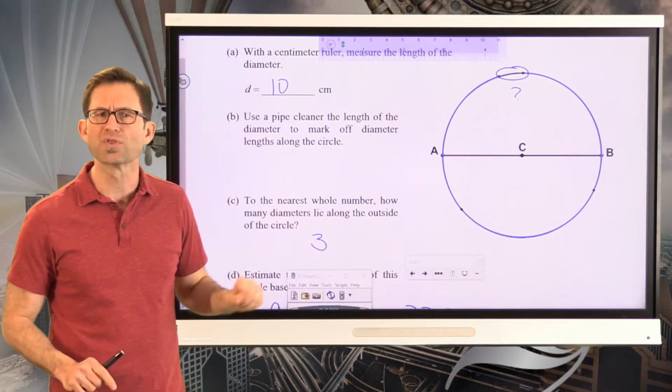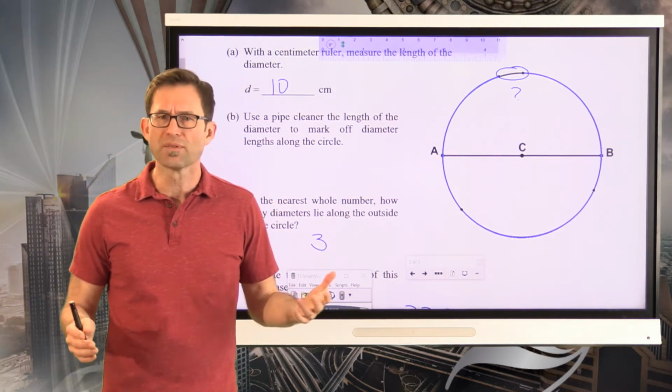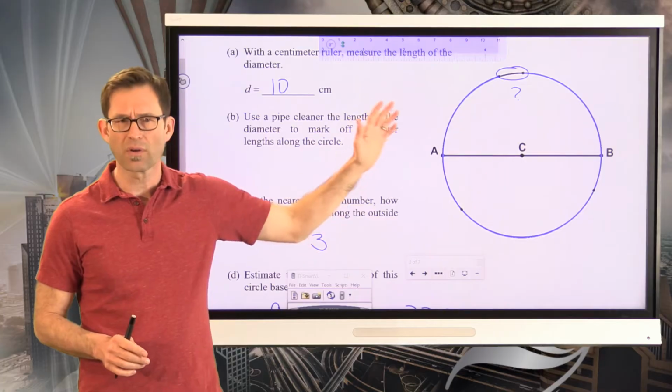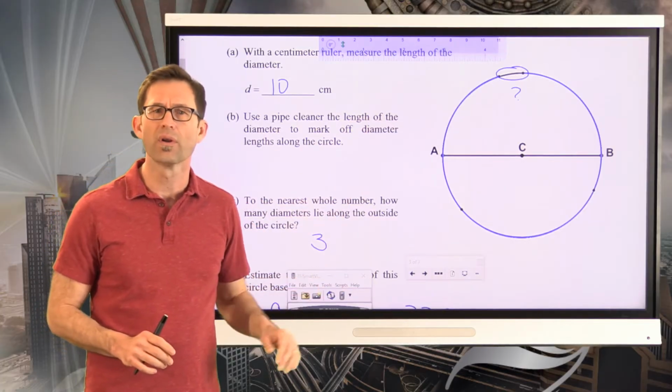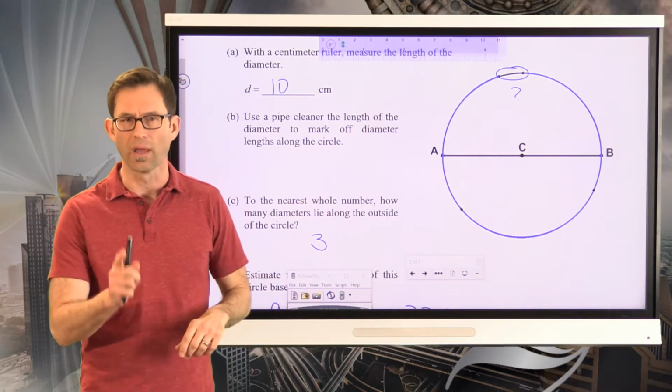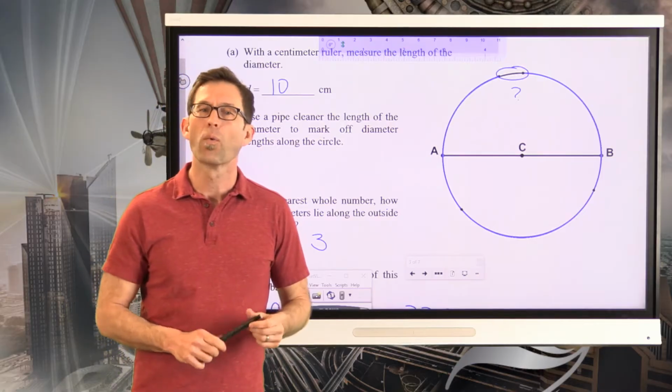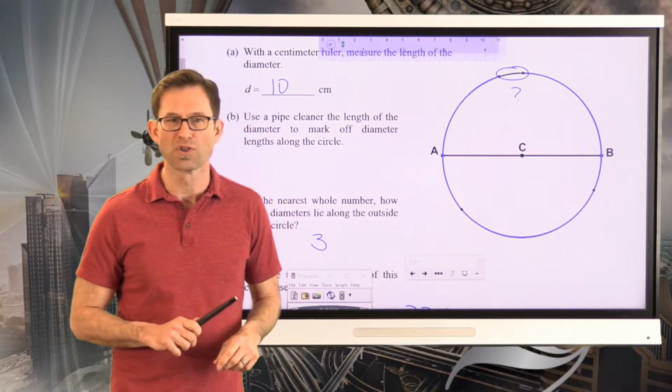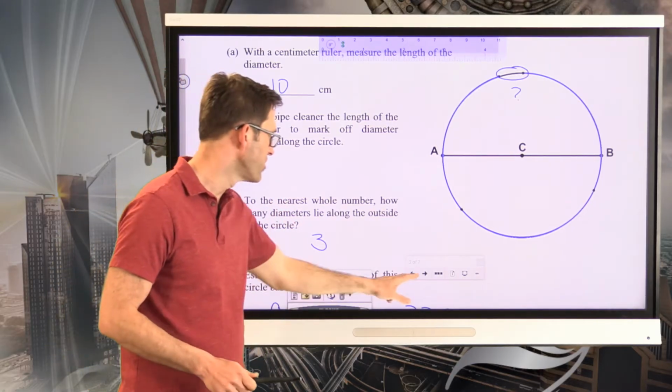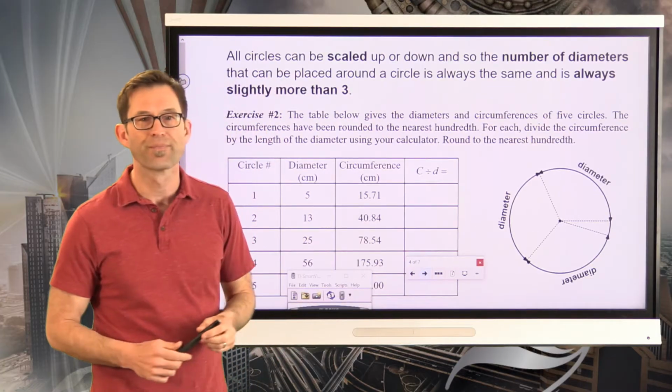But it's close, right? And really what I'm saying is that the ratio of the circumference to the diameter is just about 3, a little bit more. We're going to explore exactly how much more in the next exercise. So let's go there. All right.